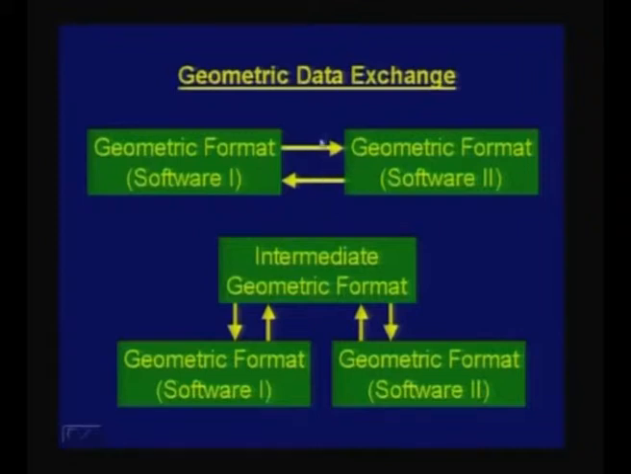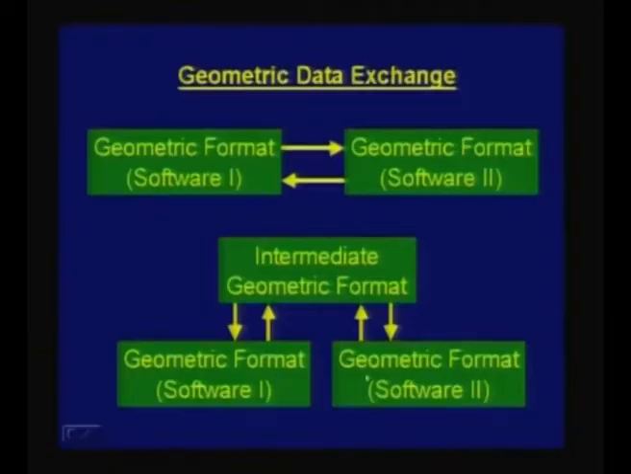So, the two arrows which you are seeing here are other pieces of software which are called geometric data translators, which take a file from software 1 and transfer it to a format which can be read by another software, and you need bidirectional translators in order to have an exchange from one particular system to another.